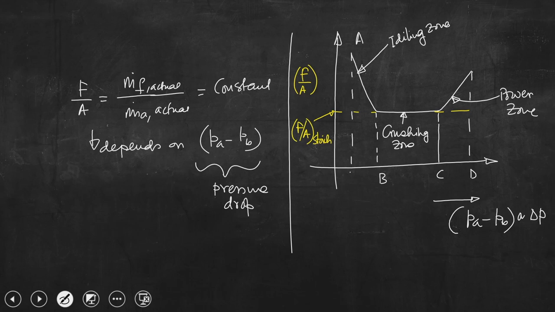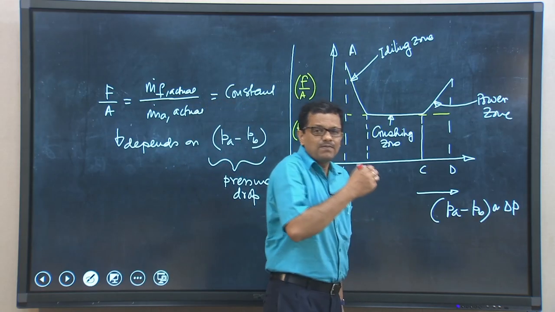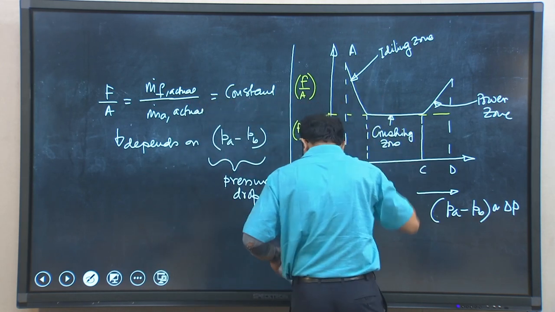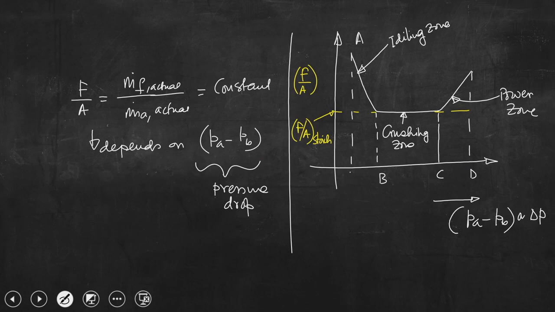Now, if we use the simple float type carburetor, we have expressed that the mass flow rate of fuel, that is the fuel air mixture, is almost constant, and it is a function of P A minus P B, a linear function of delta P. So, if a simple float type carburetor is designed to supply adequate air fuel, say suppose it is designed from here, and this is the initial pressure drop.